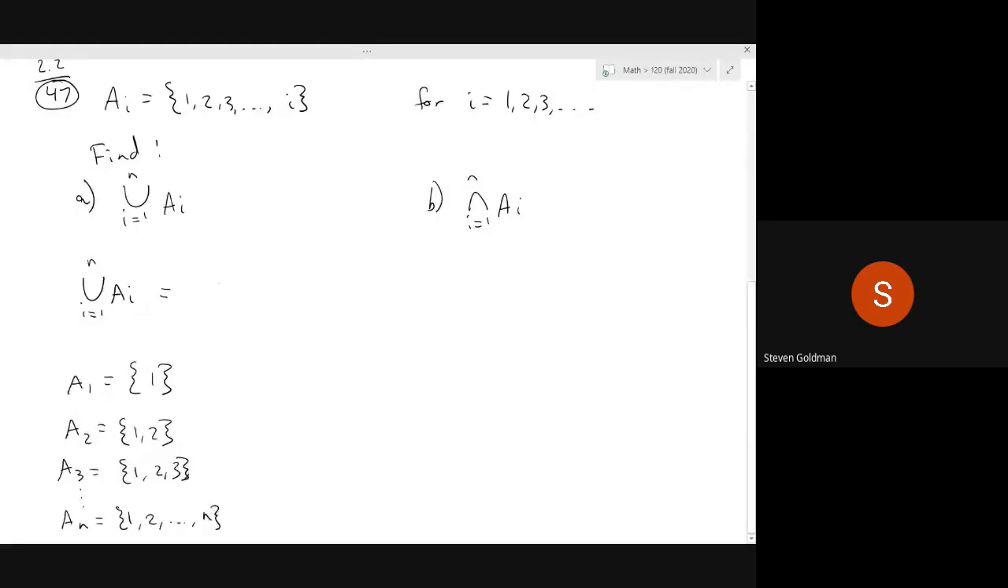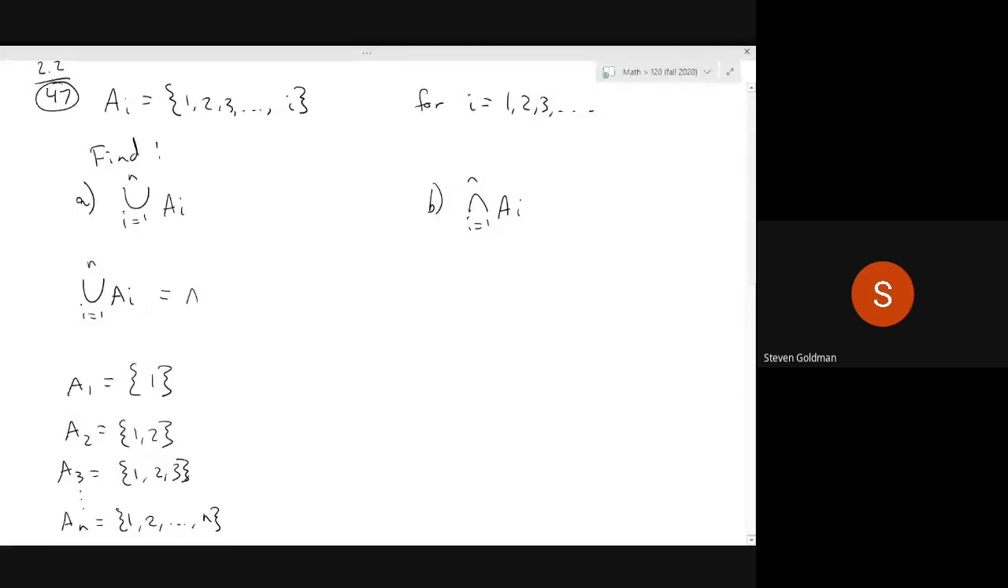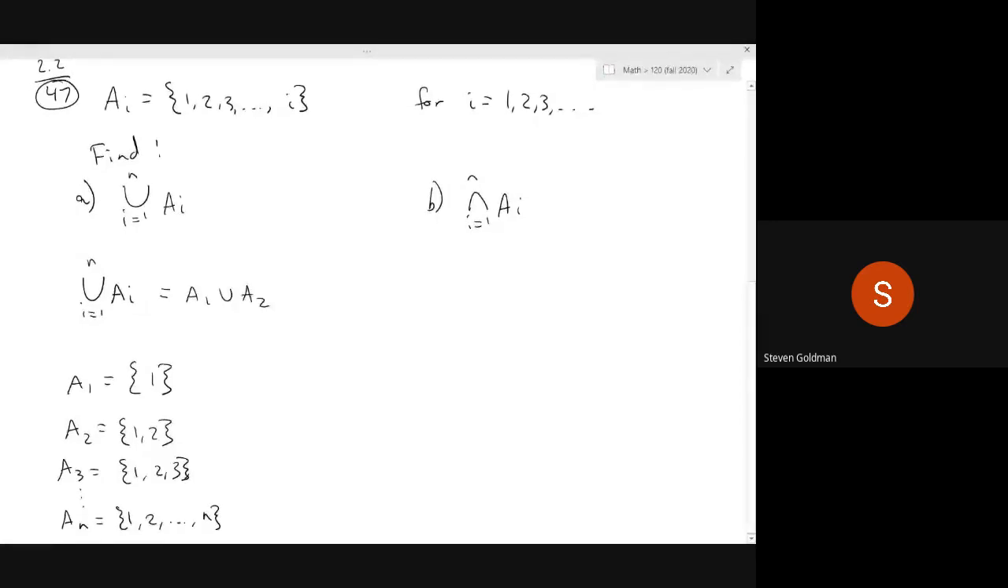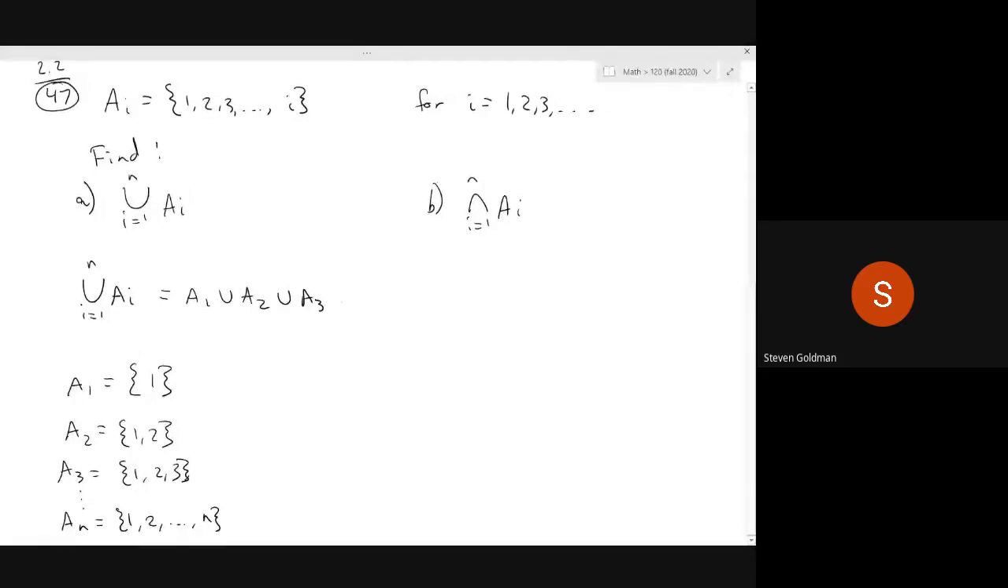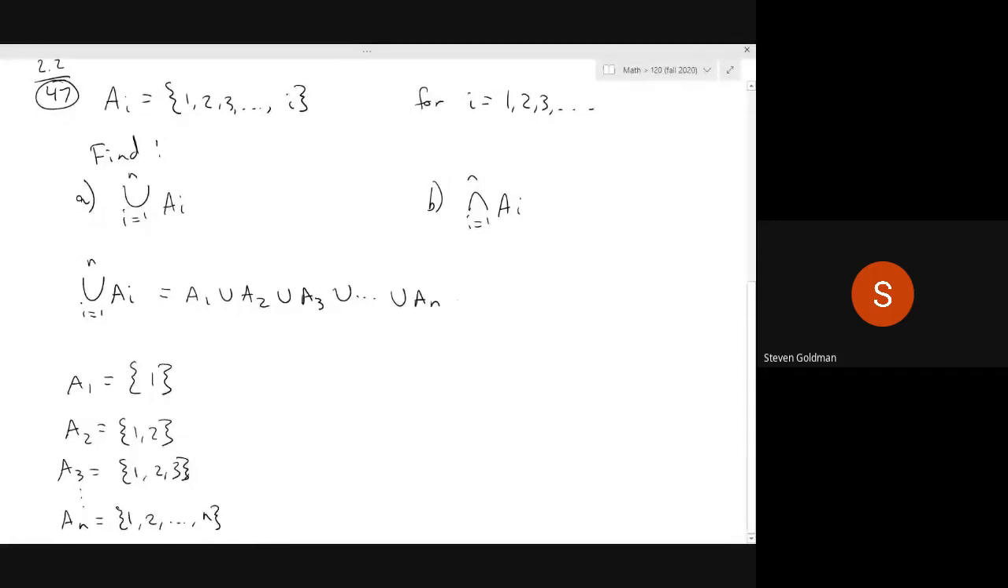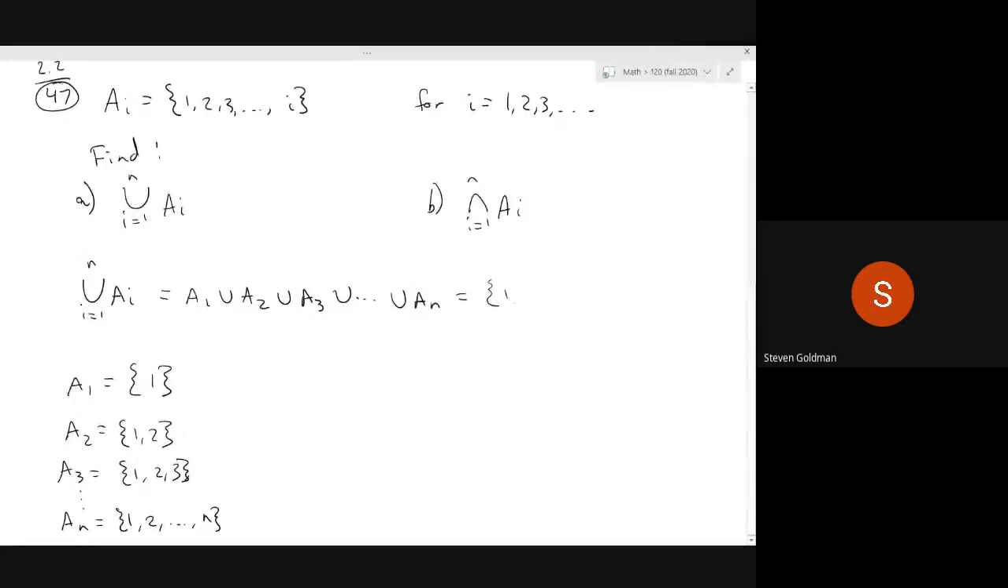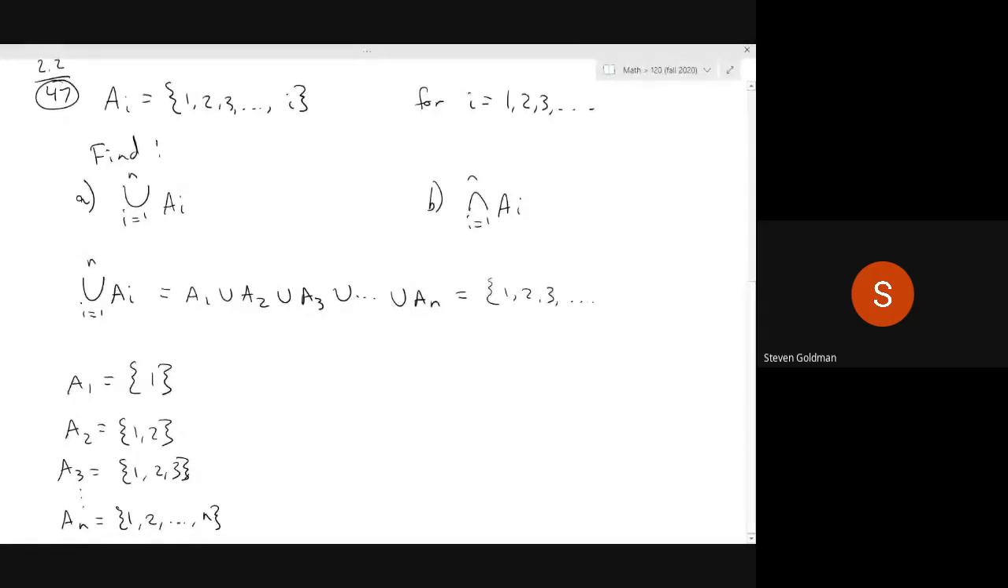Okay, so this is the union of all these sets. This is A1, union with A2, union with A3, all the way up to A sub n. If we're doing the union of all those sets, we're just combining them all into one big set. So everything goes into the set. It's going to have all of the integers from 1 to n. So it's just A sub n. Okay, so that's part A.